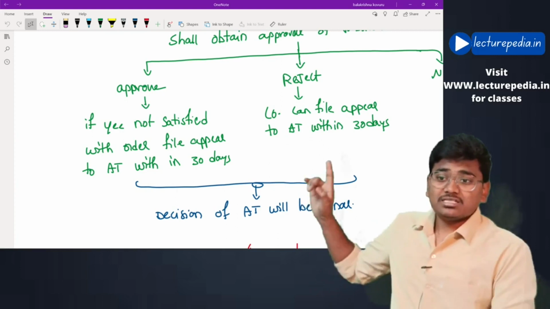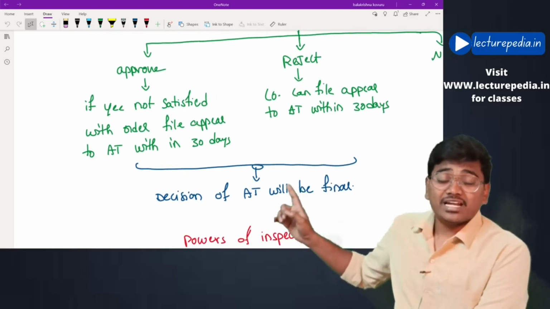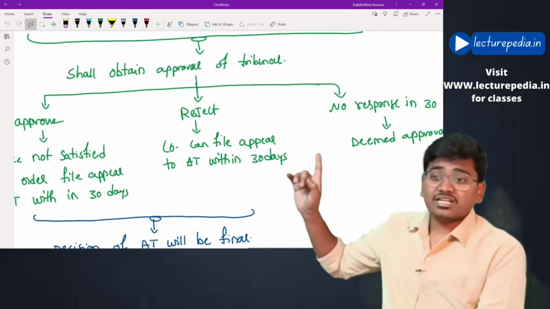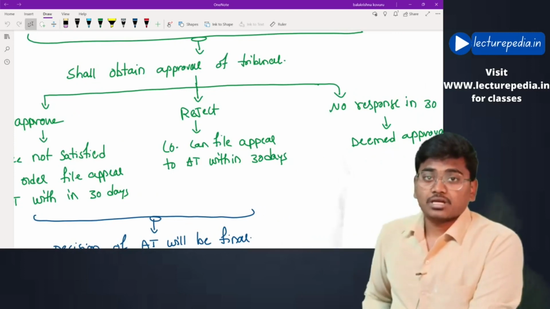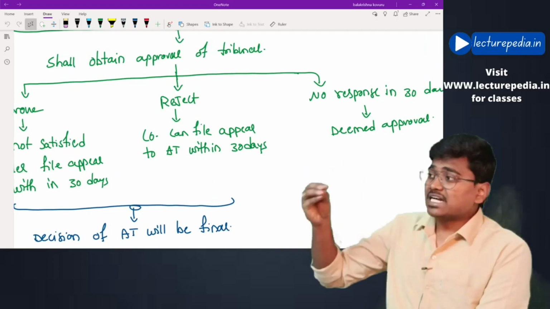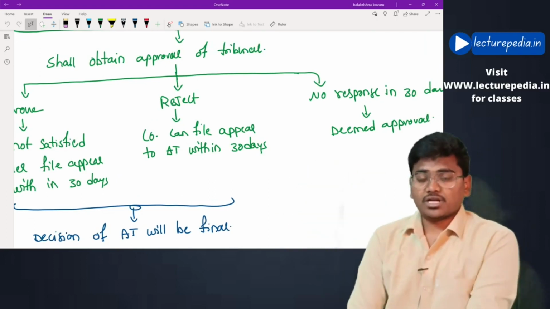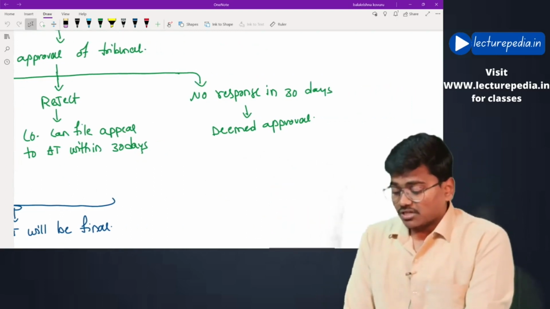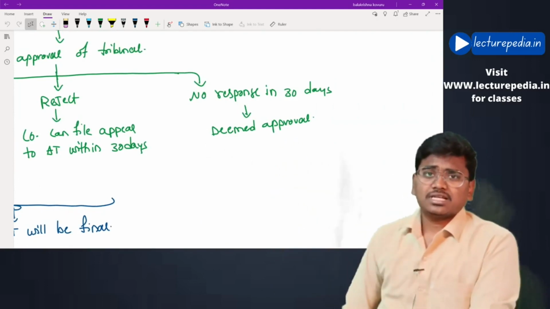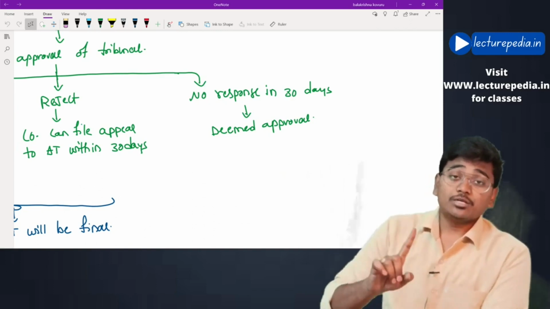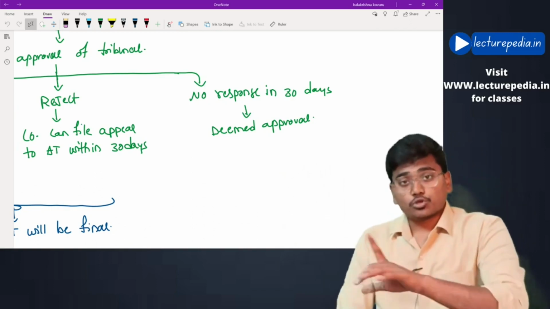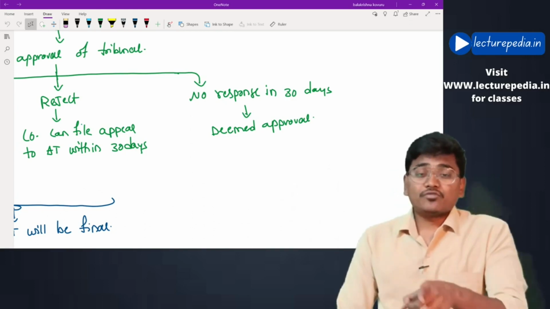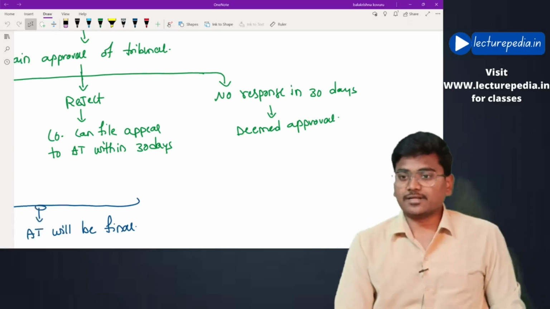Now, if the employee is not satisfied with the order, then he can file an appeal with the appellate tribunal within 30 days. Or if the tribunal rejects the application filed by the company, and the company is not satisfied with the rejection, the company can file an appeal to the appellate tribunal within 30 days. If the tribunal has not given any response in 30 days, it will be deemed to be approved, and the company can proceed to remove the employee or take any other action against the employee. Hope this is clear.